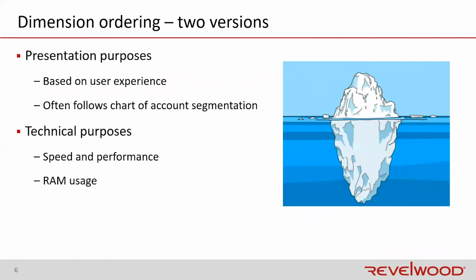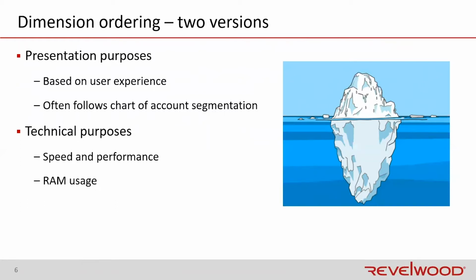Presentation purposes. This is what the users see. This is what you're seeing in the picture above the water. This is really what the users experience. And oftentimes, this is going to follow your chart of account segmentation. So if you're working with an accounting tool, some kind of a package where your full GL segmentation is company-department-account, then your dimensions are probably going to try to follow something similar, because you want your users to think of their segmentation in the same way. And that's where the dimension order was possibly created. Okay?